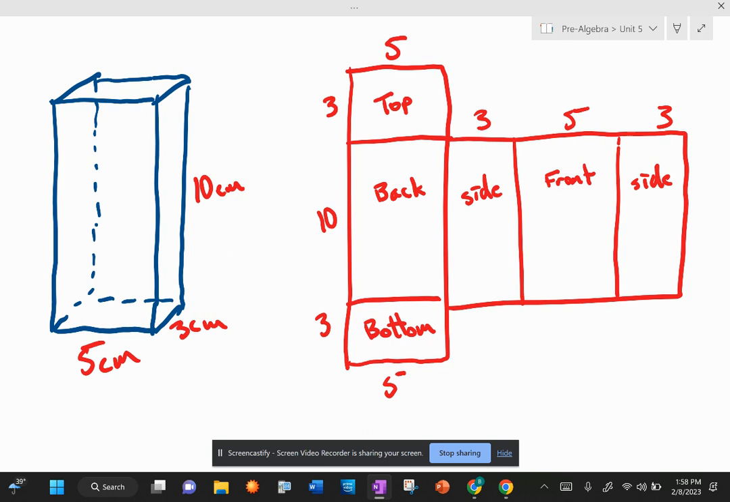Which one? For the side one, it would be 3 by what? 10. Because the 10 is the height.